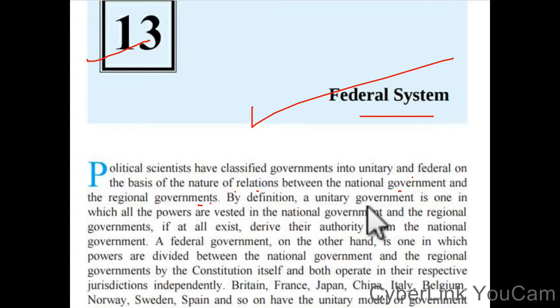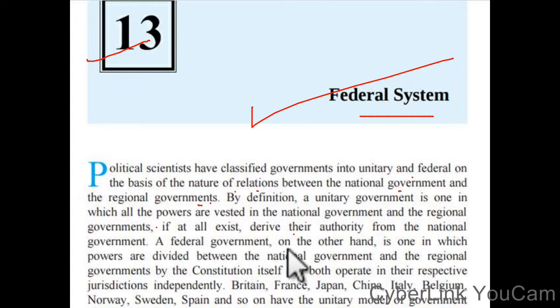By definition, a unitary government is one in which all powers are vested in the national government, and the regional governments, if any exist, derive their authority from the national government.